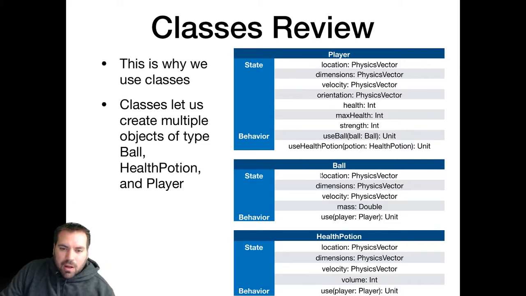So when we define a ball class, now we can say new ball, new ball, new ball. Give me 3 balls for this game, and then let the players throw those around, and get multiple objects of that type. So why? Yeah, good question.